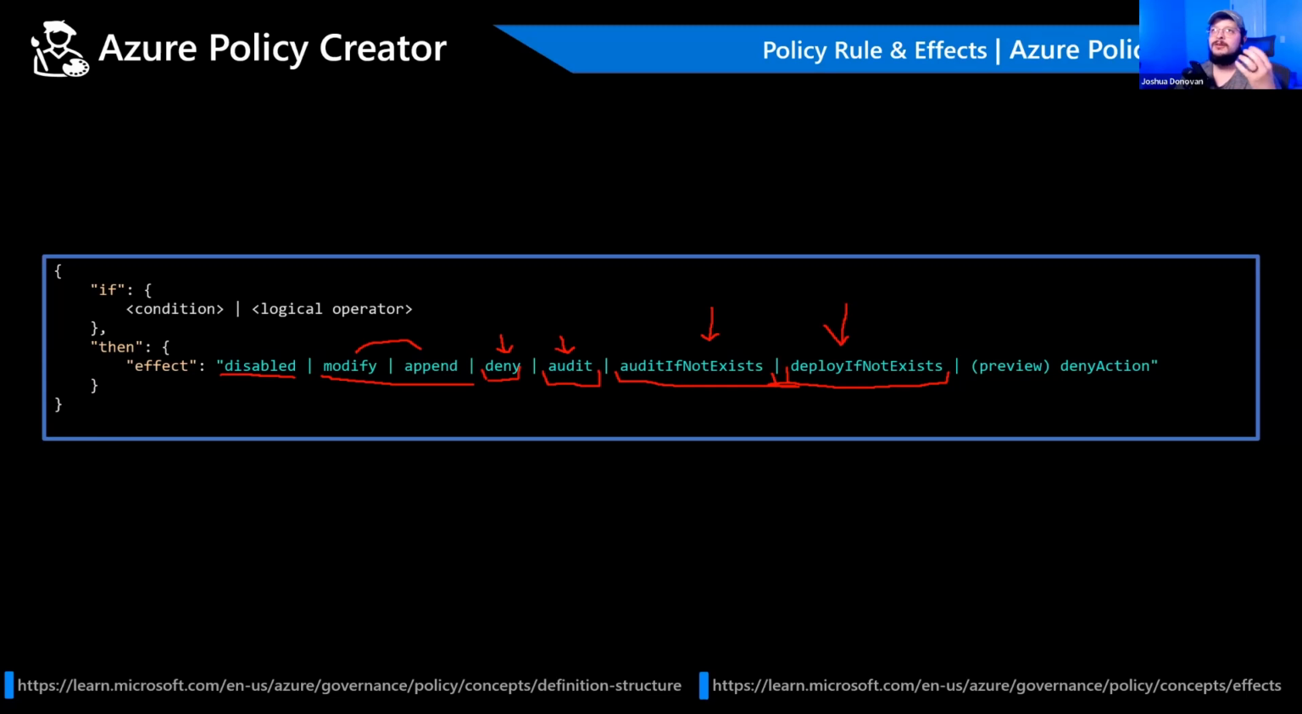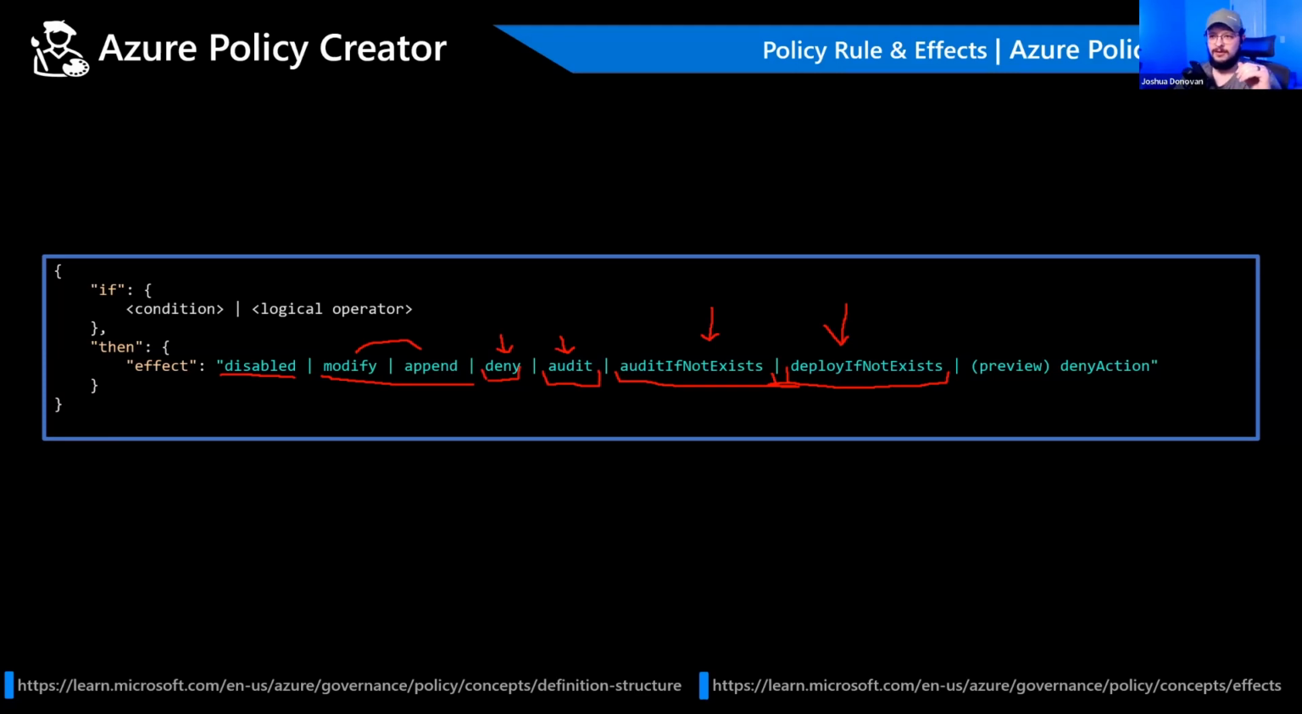So what does that mean? In Azure, you have a parent resource. Let's say it's a VNet. That's the main resource that's deployed. Well, you can also deploy subnets, and you can also deploy virtual network peerings to a VNet. So with audit if not exists and deploy if not exists, you can actually see the relationship of this VNet has these peerings, or this VNet has these subnets.